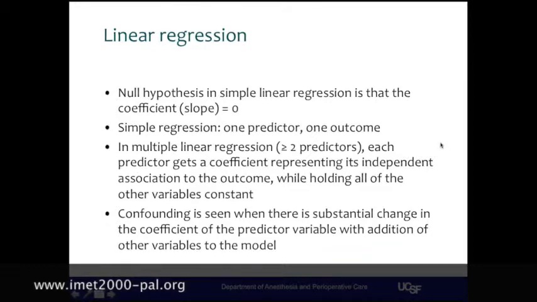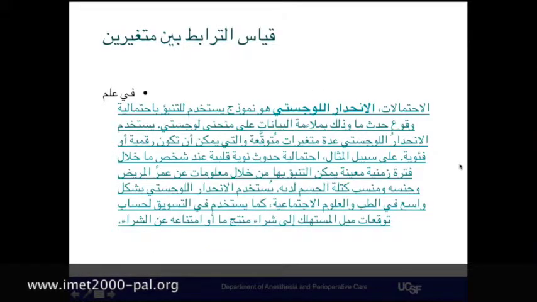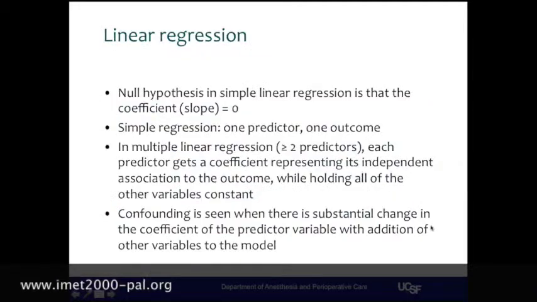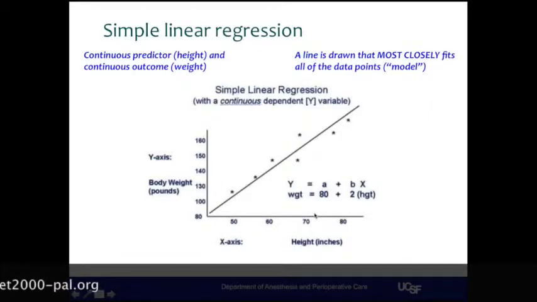Confounding can be seen when there's a substantial change in the coefficient of the predictor variable when we add other variables to the model. We'll show you that in a minute. But that is one way of recognizing, or that you should suspect, that confounding is taking place. And doing multiple regression should correct for confounding in many cases, not always. So is this the same thing or different?